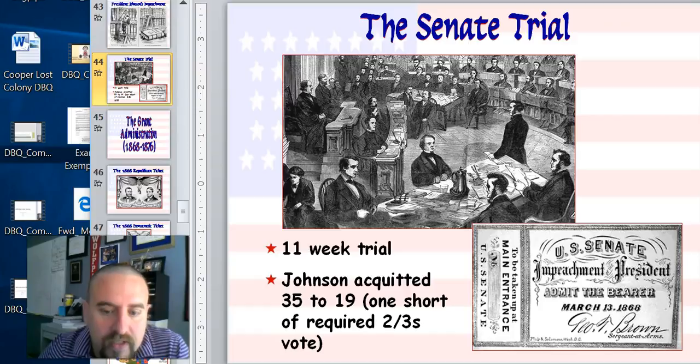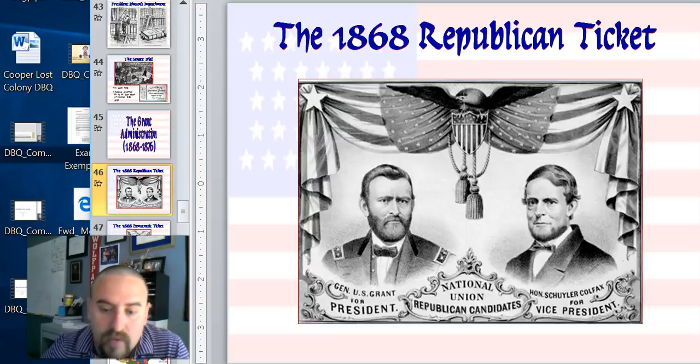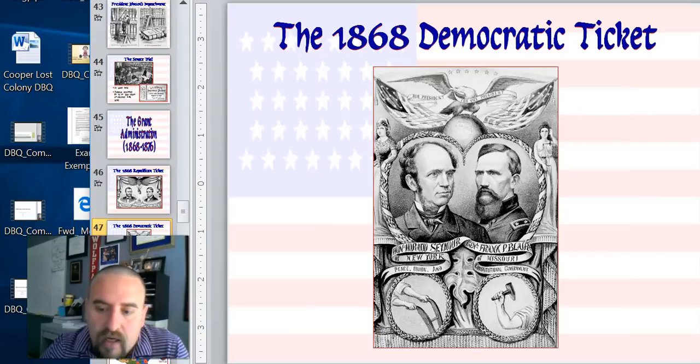When it went to the Senate trial, though, he is going to save his job by one vote. One vote short of the 2/3 required vote to kick him out of office. But after this, it's not that long until the next election, and two, Johnson knows that if he resists Congress anymore, he's basically done. So 1868 election, definitely Johnson's not going to be around. It's going to be U.S. Grant, the hero of the Civil War, versus Seymour.